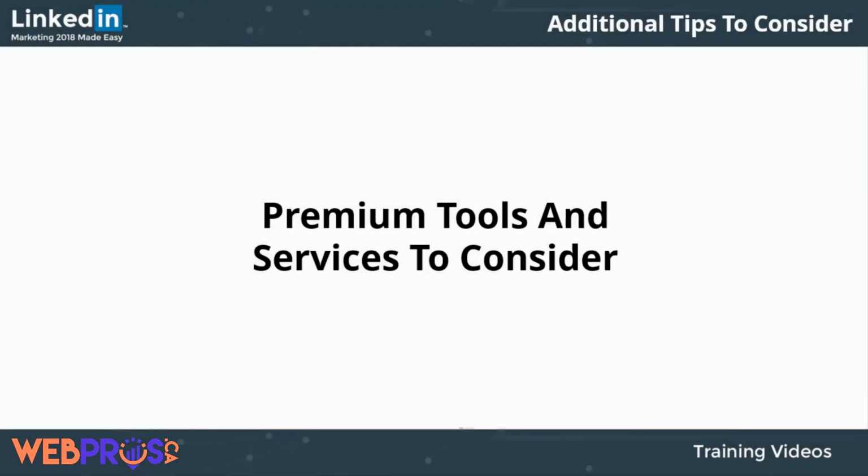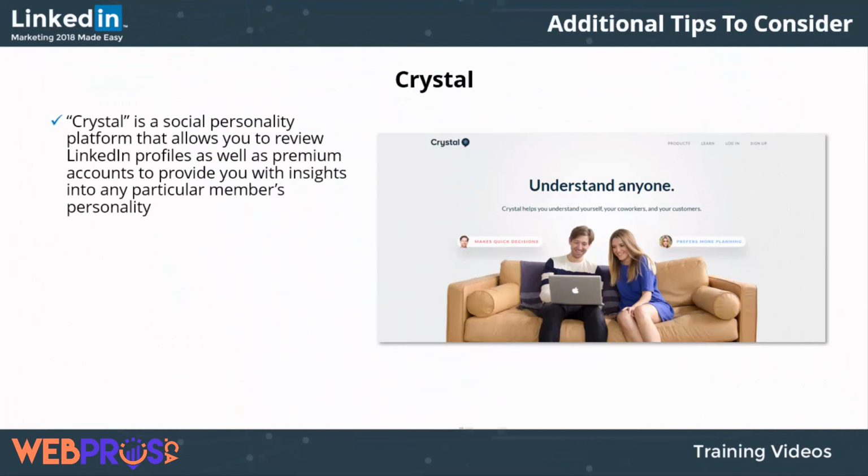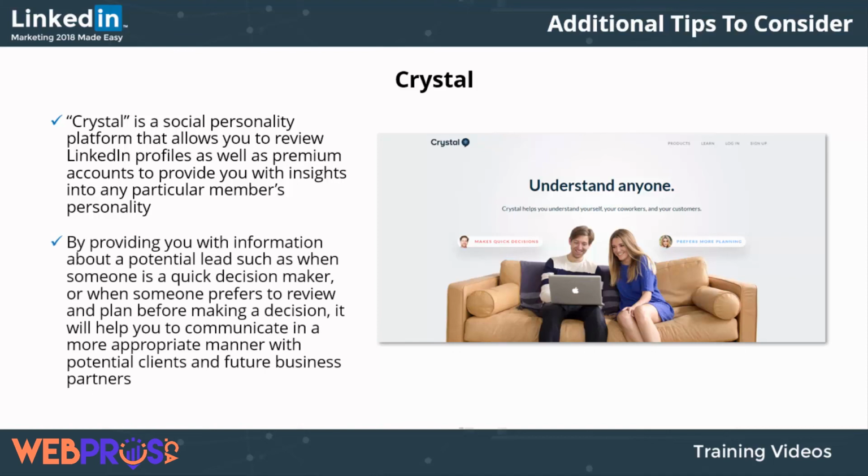Premium tools and services to consider. Crystal. Crystal is a social personality platform that allows you to review LinkedIn profiles as well as premium accounts to provide you with insights into any particular member's personality. By providing you with information about a potential lead, such as when someone is a quick decision maker or when someone prefers to review and plan before making a decision, it will help you to communicate in a more appropriate manner with potential clients and future business partners.